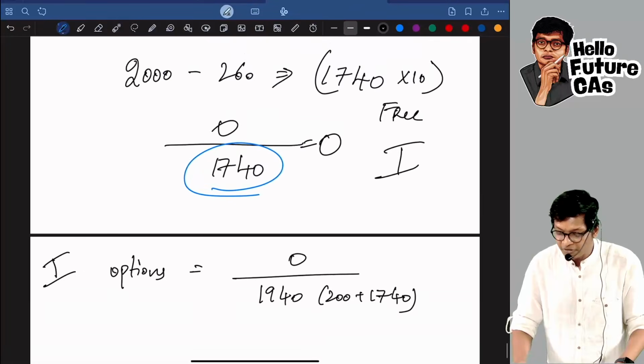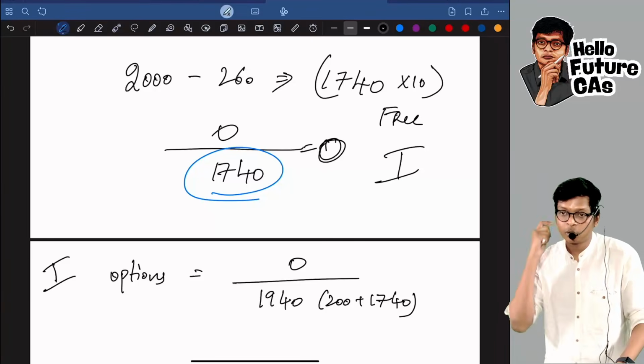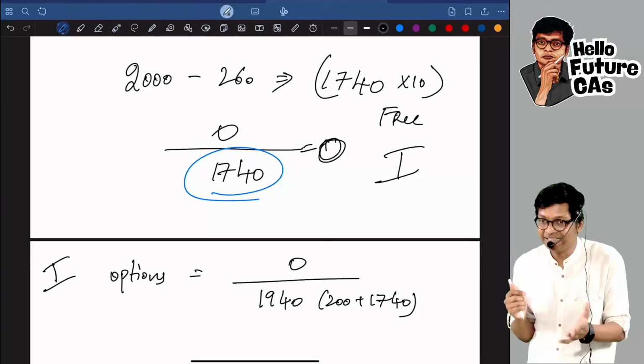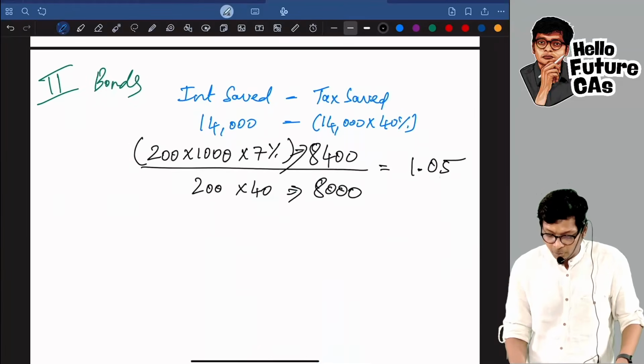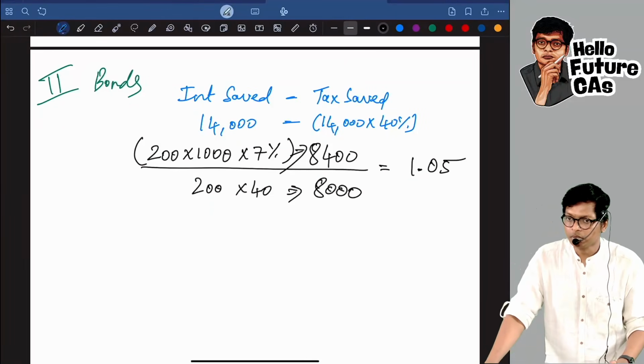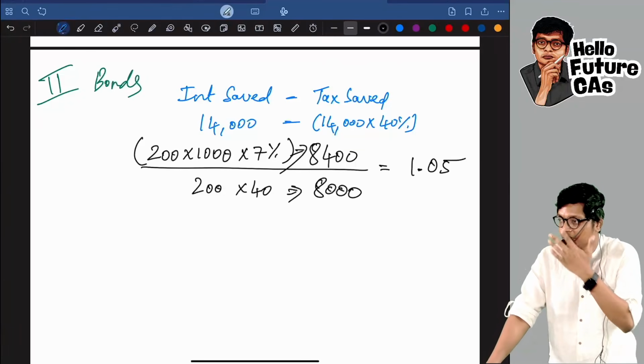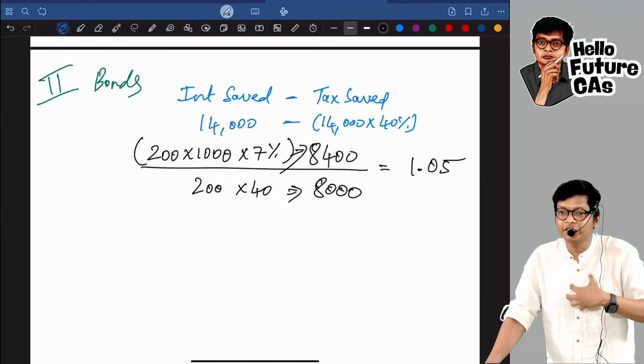See, of course, option is rank 1 because the answer is 0. I told you whichever has the lower number is the higher rank. You can't tell bonds is rank 2. Why? Because you are yet to compare with preference shares. How can you tell I am first rank by comparing with yourself?